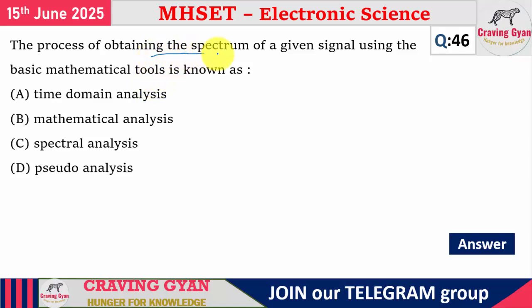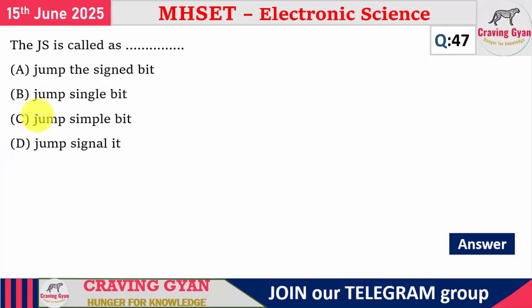The process of obtaining the spectrum of a given signal using the basic mathematical tool is known as spectrum analysis or spectrum analyzer. Option C is going to follow.